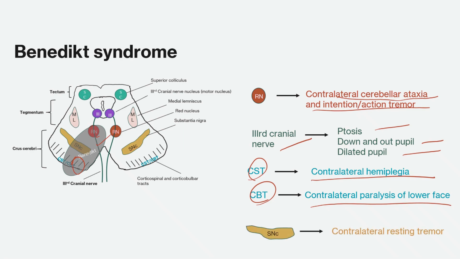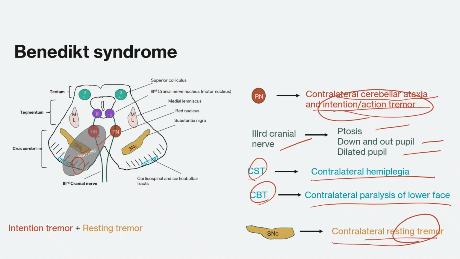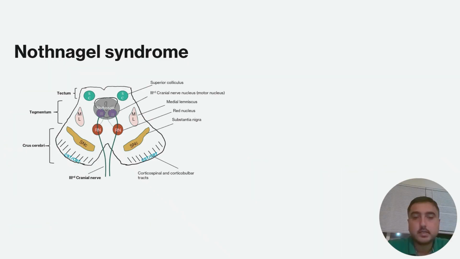And then the substantia nigra is also involved, leading to contralateral resting tremor. You might have heard substantia nigra in relation to Parkinson's disease. So one of the features of Parkinson's disease is resting tremor. So if you see over here, there is intention tremor as well as the resting tremor on the contralateral side. When both of these tremors are present, the tremor is called Holmes tremor. So Benedict syndrome is characterized by Holmes tremor.